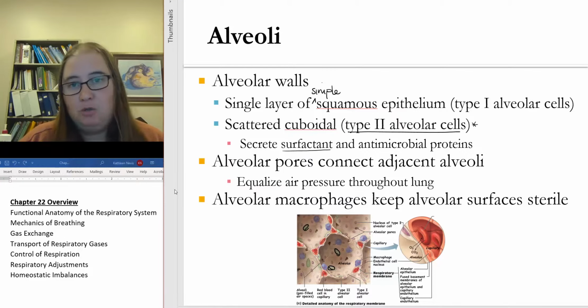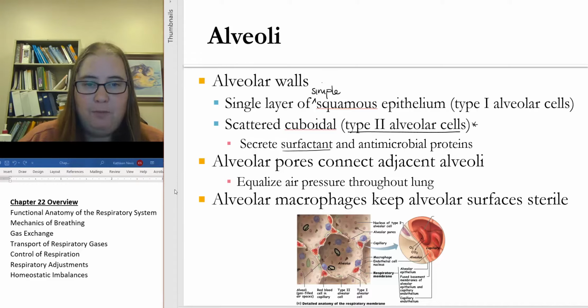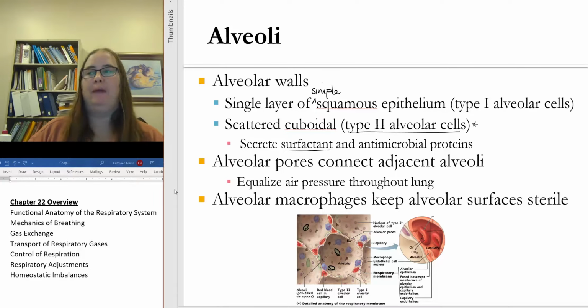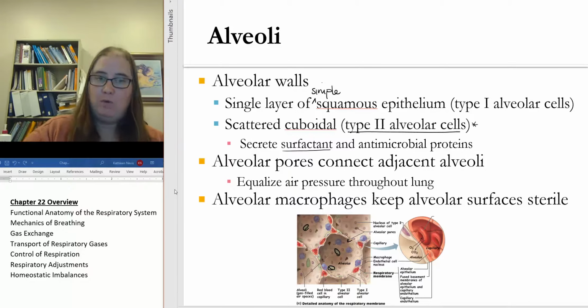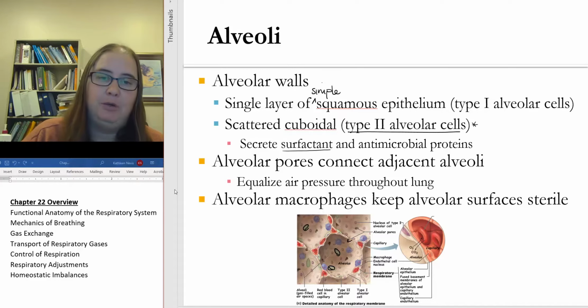In addition to the epithelial makeup of our alveoli, from one grape to another, there are also pores. These pores basically serve as a conduit to equalize air pressure throughout the lung. We want to make sure that the lung tissue is all experiencing the same pressure. So the easiest way to do that is to put pores throughout the alveoli so that as air comes in, it disperses out so that we have equal pressure within each alveolus.